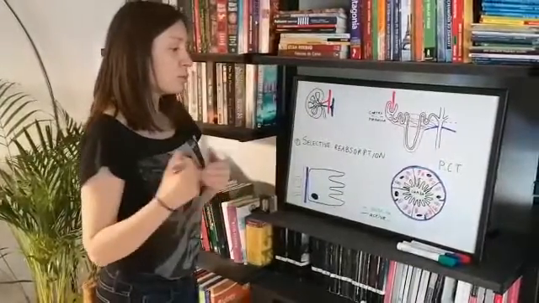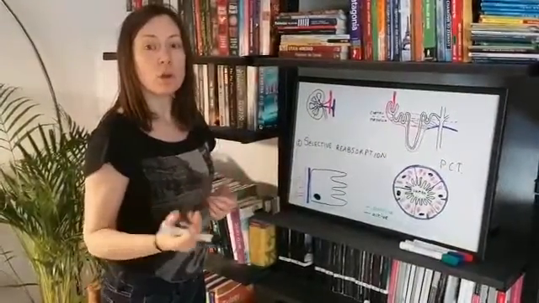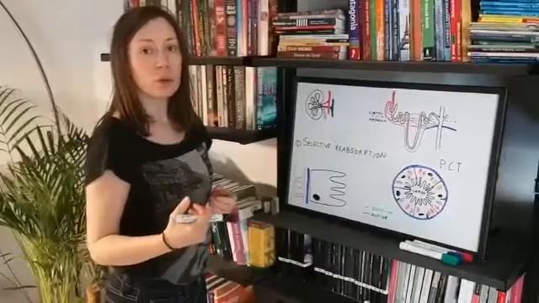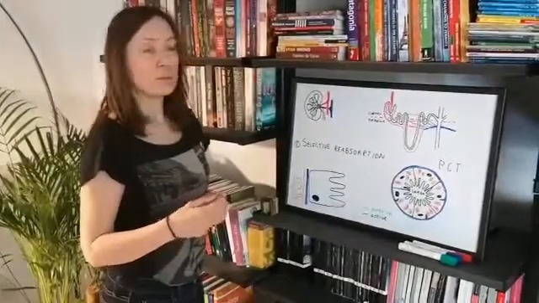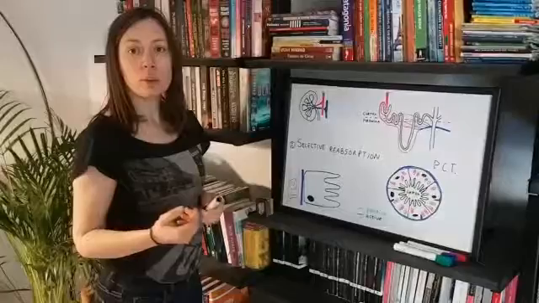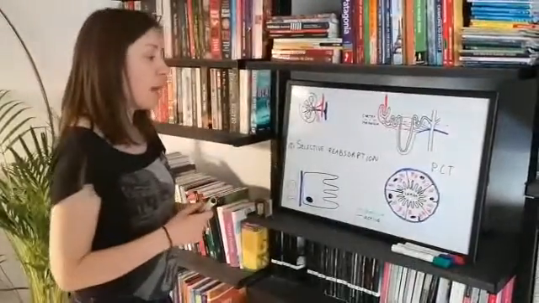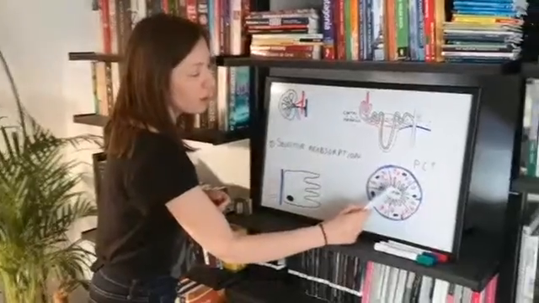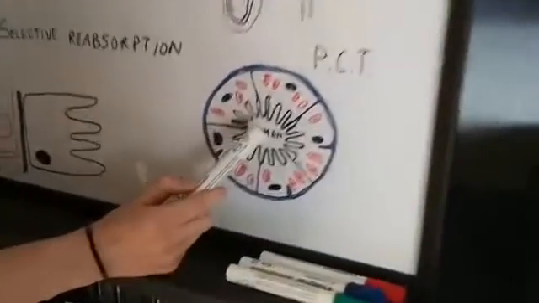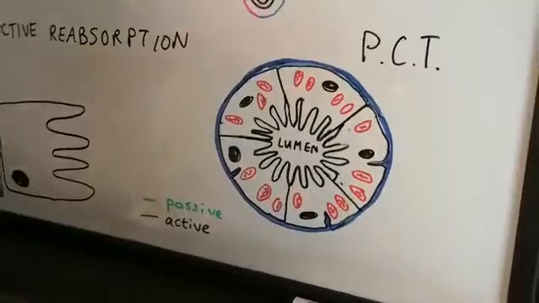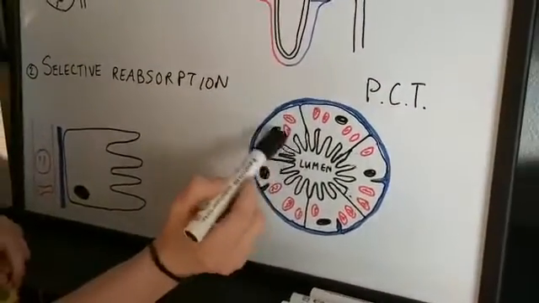So glucose is all reabsorbed, all of the amino acids are reabsorbed. Most of your salts are reabsorbed, most of the water, and most of the minerals as well. How does this happen? Well, we're going to have a look at the cross-section of a PCT to find out a little bit more. Here you can see the cells.